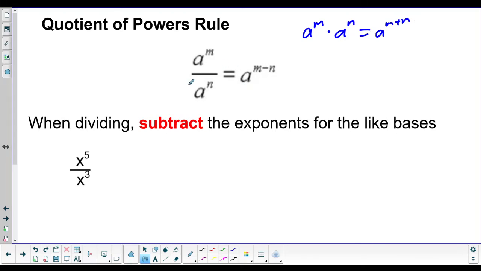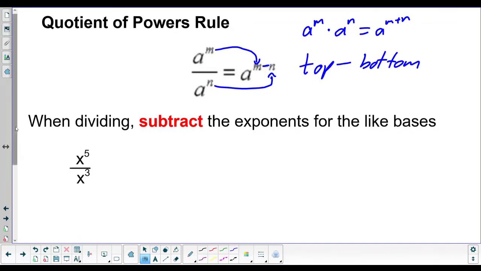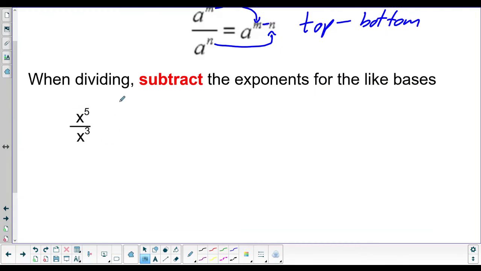So you're going to subtract. The rule is always top minus bottom. Okay? So if we have a to some power m divided by the matching base a to some power n, it will be m minus n. Notice that the bottom is the thing with the negative sign in front of it. That's super important.